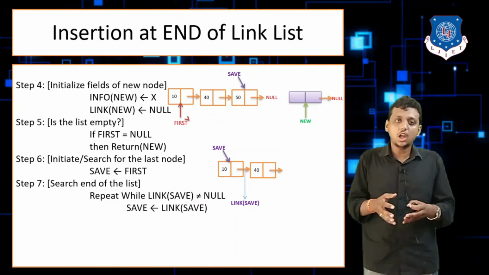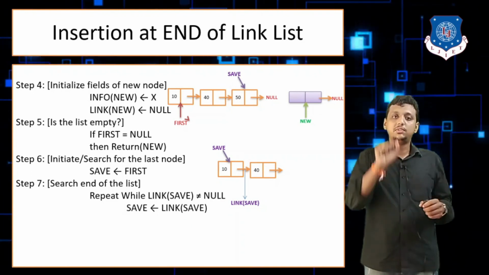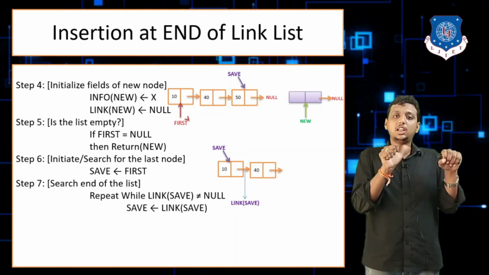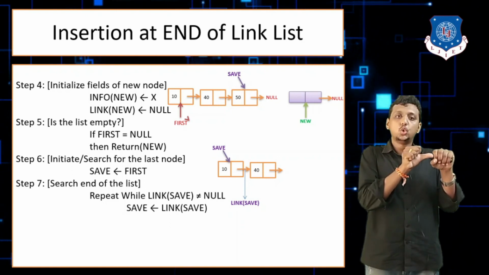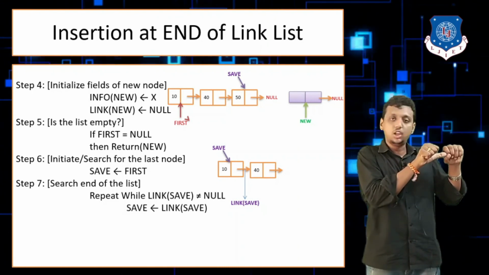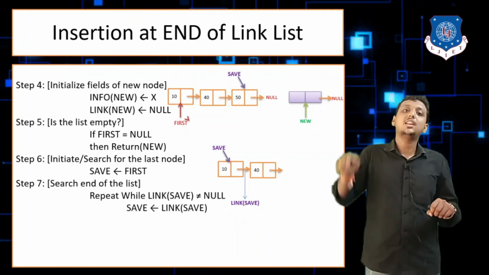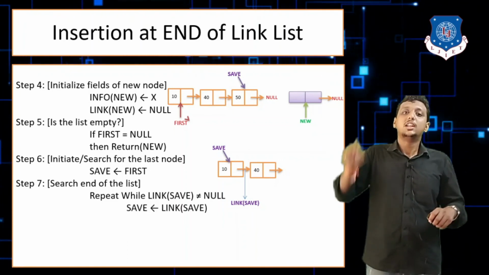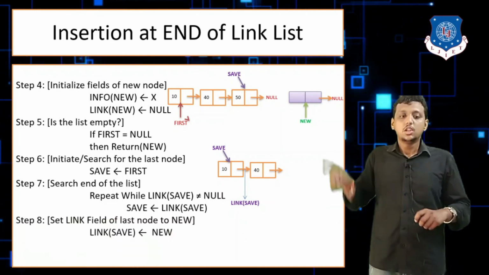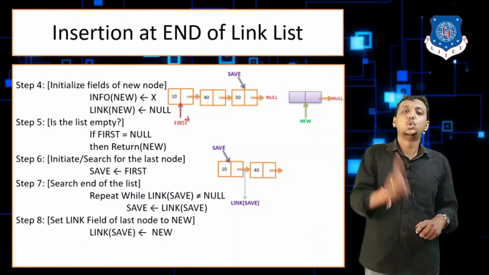So what we have right now is the save pointer which is pointing to the last node of the list. This is save, this is the 50. This is my new node. I just need to connect the link of the 50 to the new node. The name of the node 50 is save. Then I just need to write link of save to new. So that's the last step of this algorithm: link of save is pointing to new.